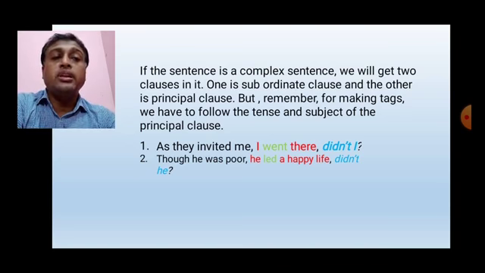Though he was poor, he led a happy life. Here, though he was poor is the subordinate clause, he led a happy life is the principal clause. So we have to make the question tag following the verb and subject of the principal clause. Here he is the subject and led is the verb. As led is verb 2, we have to write did. As it is a positive statement, we have to write not. And here the subject is he, we have to write he. So the answer of this statement is didn't he.